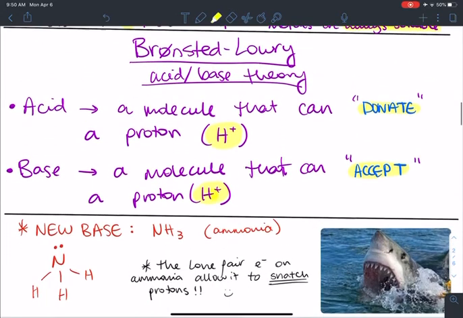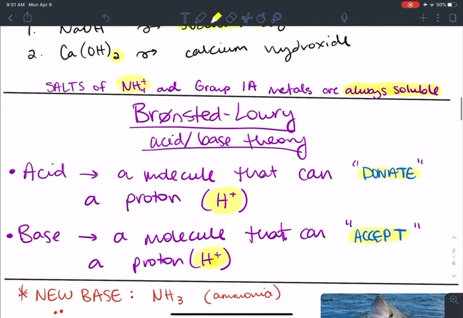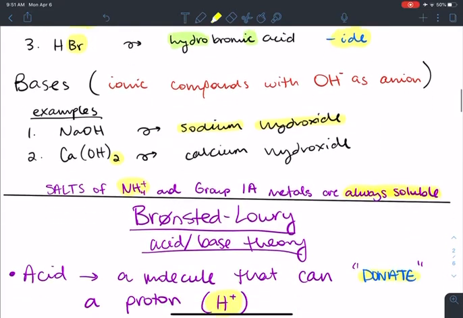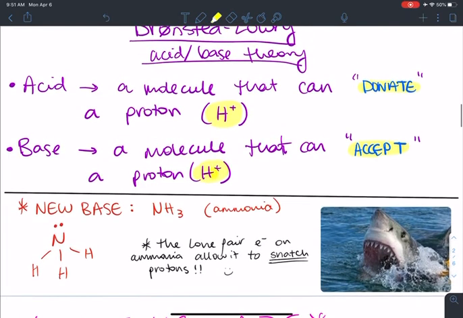So with that, I want to introduce a new base. We knew that any of the hydroxides were definitely bases, and that's still true, right? And based on this Bronsted-Lowry acid-base theory, our acids are still going to be true. So ionic compounds with hydrogen as the cation, that still works. Okay, but I want to add a new base in. So we have NH3, which is called ammonia.